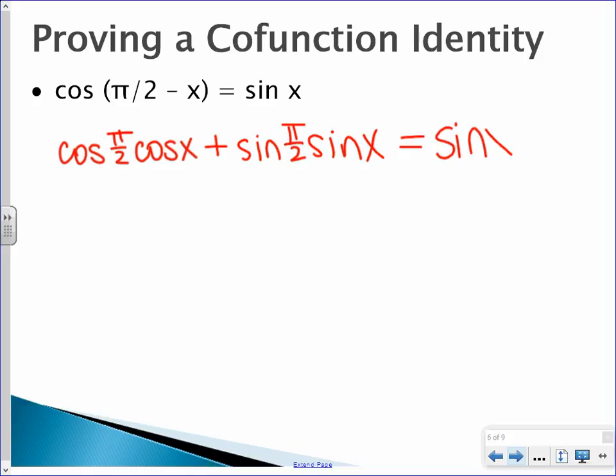And we're proving an identity, and so we want to write all of it. Okay. Jackson, here's your cofunction identity. Okay. All right, so now what can we do?